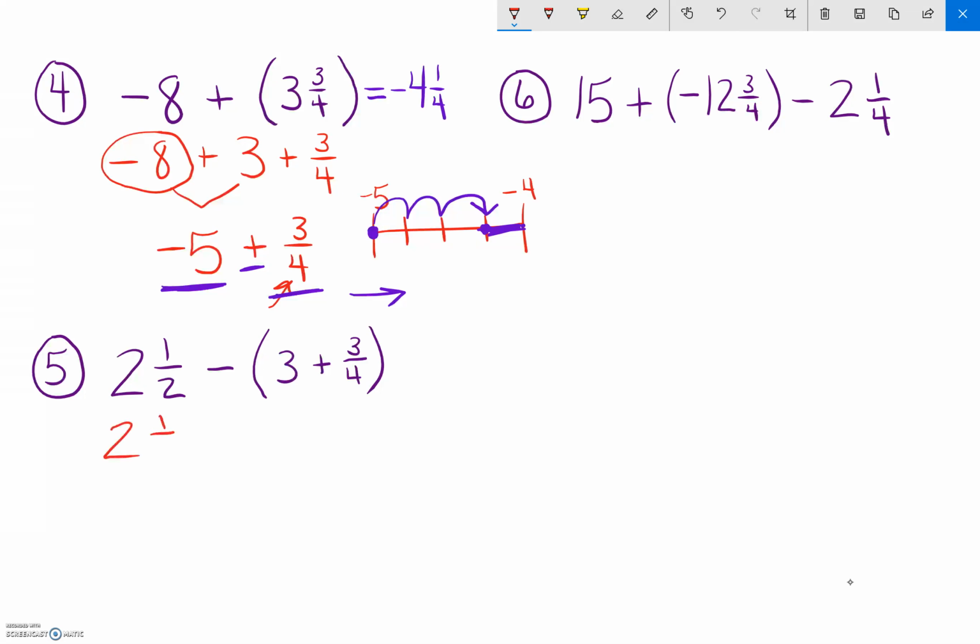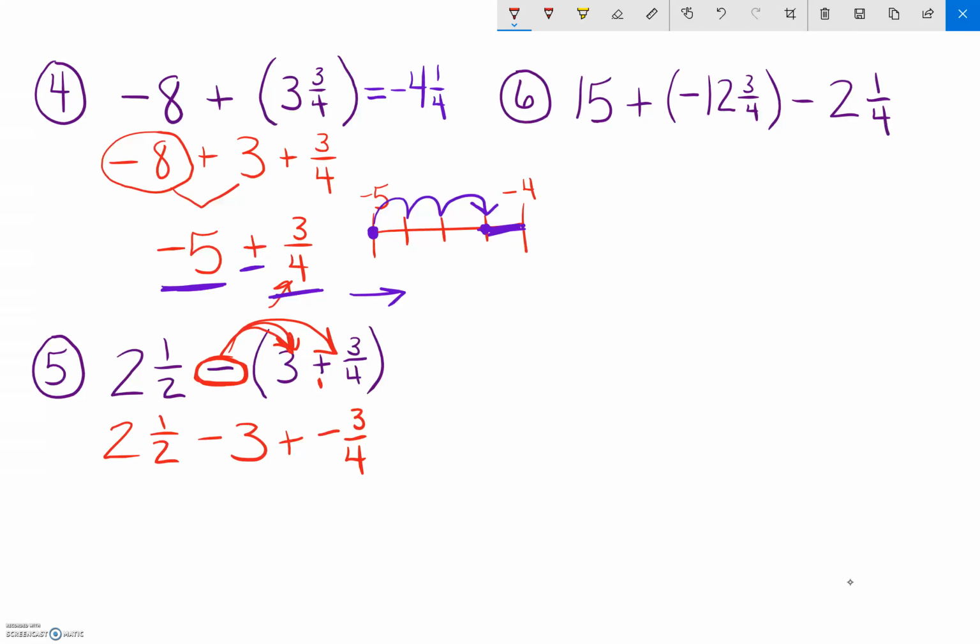So it'll be 2.5. And then we want the opposite of 3, which is negative 3. And so we don't bring this down. When we do opposite of, we're using it, and it goes away. So the opposite of 3 is negative 3. But in our problem, it's going to look like a minus 3, and that's okay. Plus, we want the opposite of 3/4, which is negative 3/4. And now we're ready to solve.